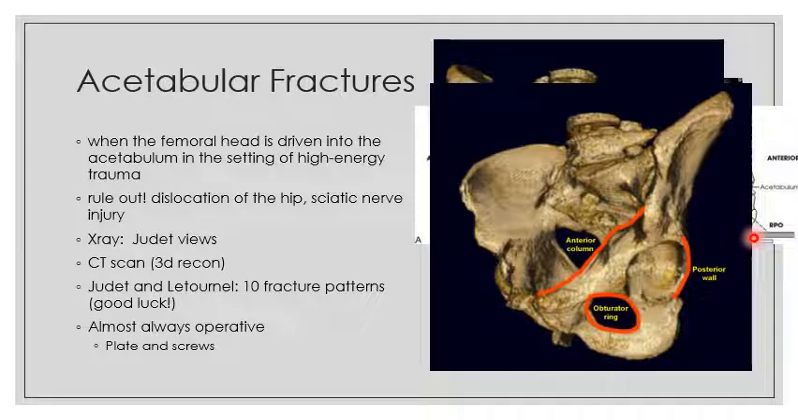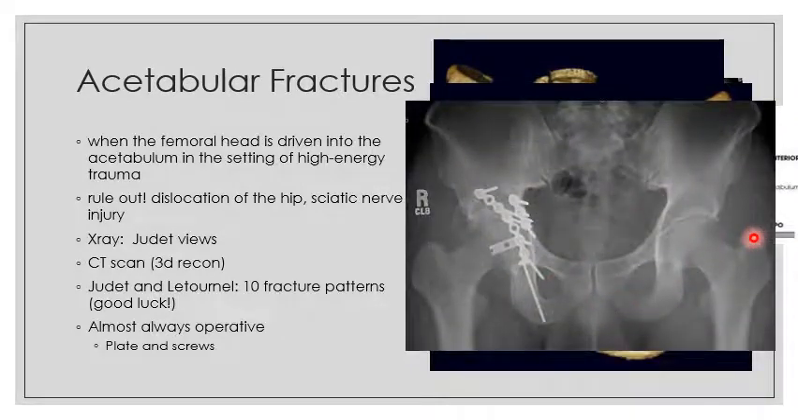Acetabular fractures are almost always operative because you need to contain the femoral head within the acetabulum. So what we usually do is use a plate and screws construct. So this one is a combination of probably two incisions, anterior and posterior, where you can see this plate supporting probably the posterior wall, and this one the anterior and posterior columns.